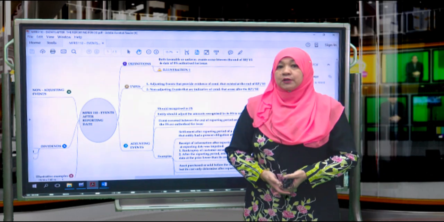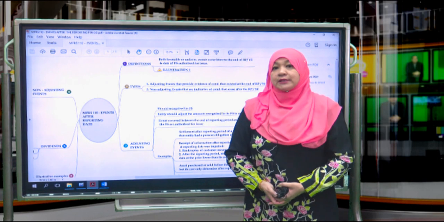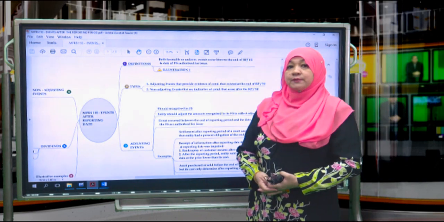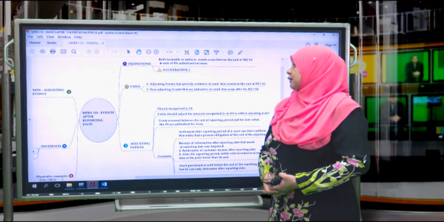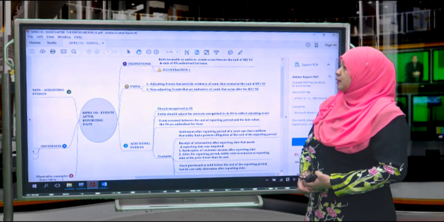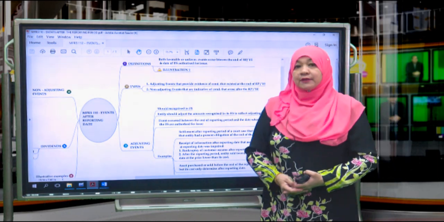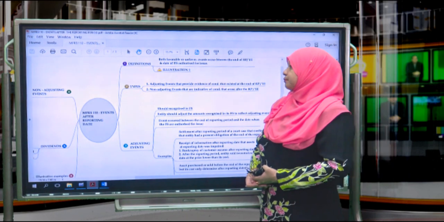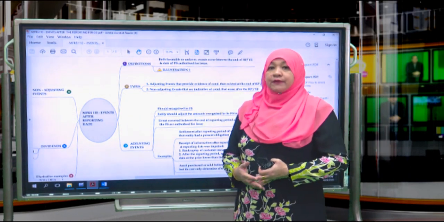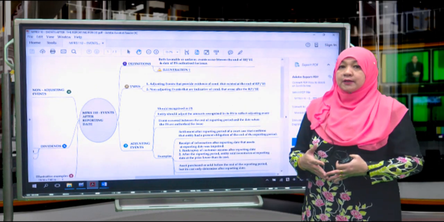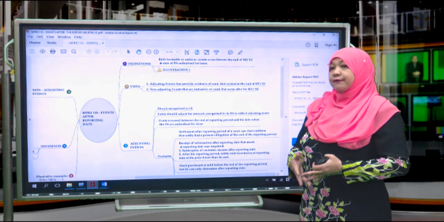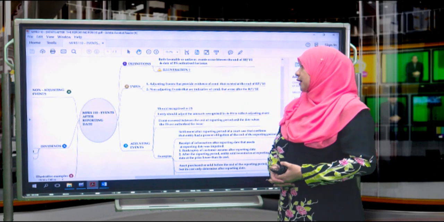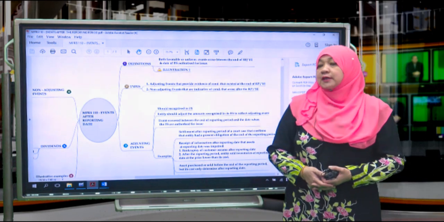There are two types of events after reporting date. One is known as adjusting events. The other one is known as non-adjusting events. So what is the difference between adjusting events and non-adjusting events? Adjusting events are events that provide evidence of conditions that existed at the end of the year end. This means this kind of events will affect the materiality of the financial statements and therefore may need some adjustment. On the other hand, non-adjusting events are indicative of conditions that arise after the year end.